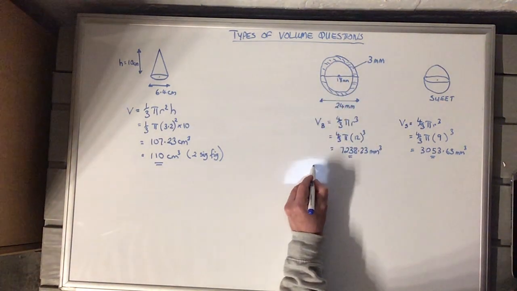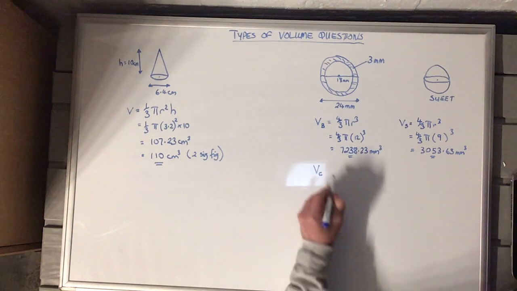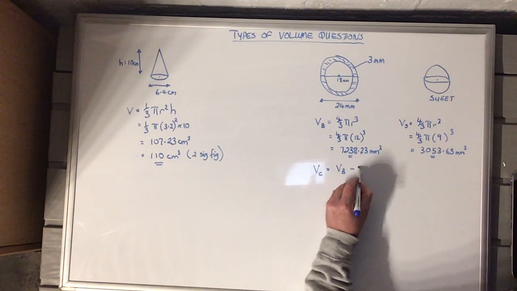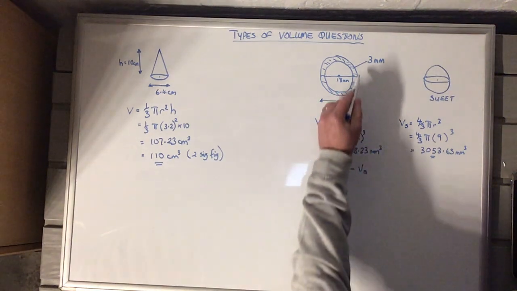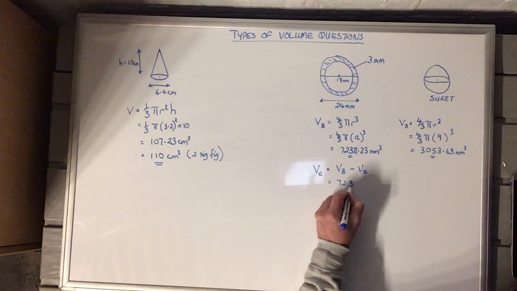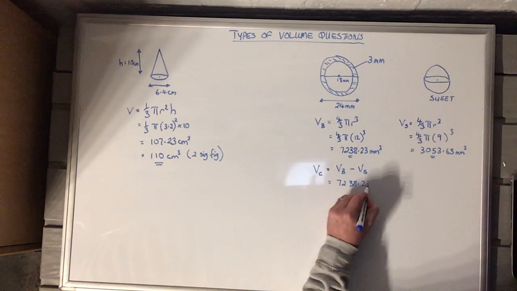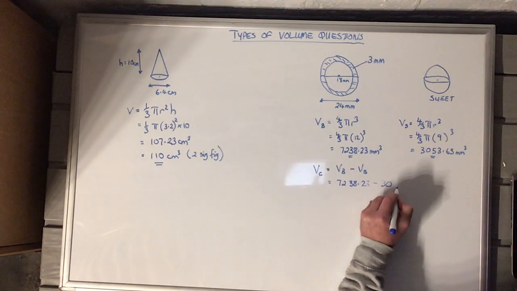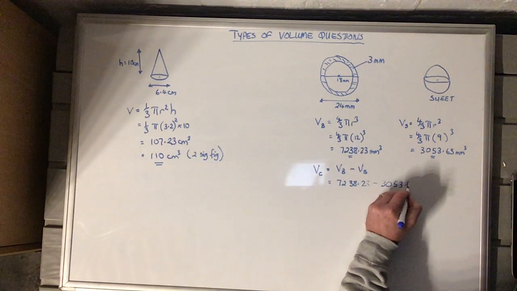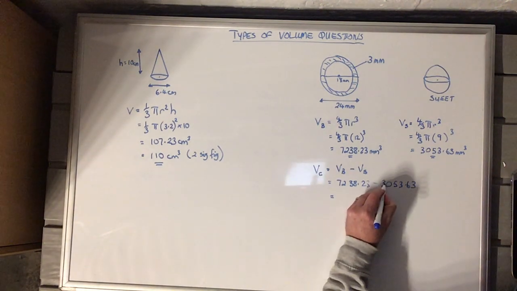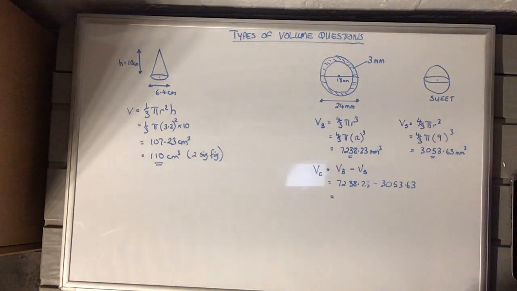Okay. And for the chocolate then, for the coating of the chocolate, the awkward volume on the outside, well, it's simply going to be volume of chocolate is equal to the big volume, subtract the small volume, and that leaves me what's left. So that's going to be 7,238.23 minus 3,053.63. And we just put that into our calculator. Again, we just work that out.